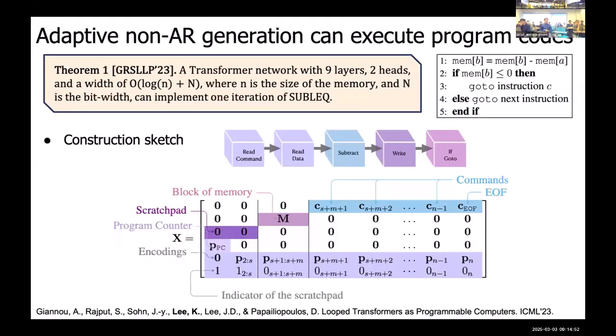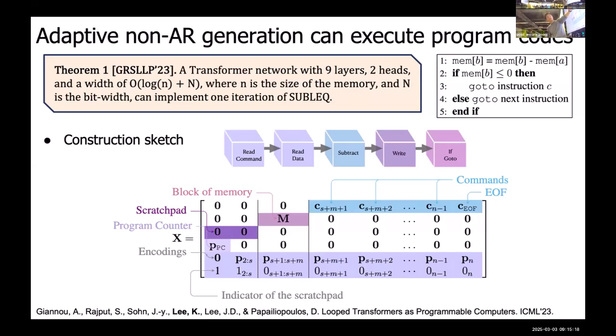So the construction is pretty simple. I'll just show you a very high level construction sketch. As I mentioned, if you look into this instruction, you have to implement how to read the command, which is reading ABC from the current program counter. And you also have to read up the data from memory B and memory A. You have to read it and bring it to your, let's say, cache memory or scratch pad. We'll talk about it soon.